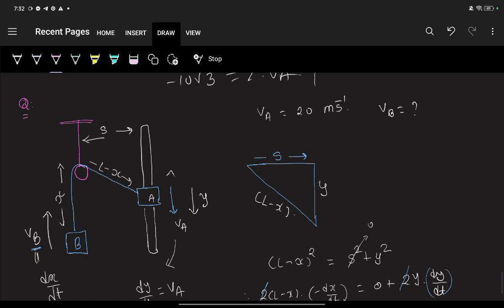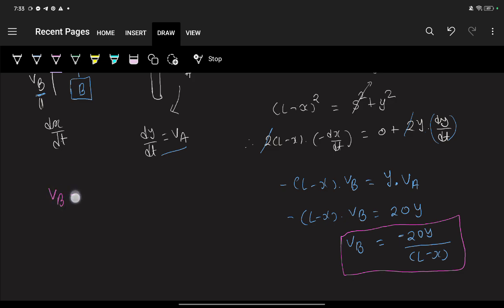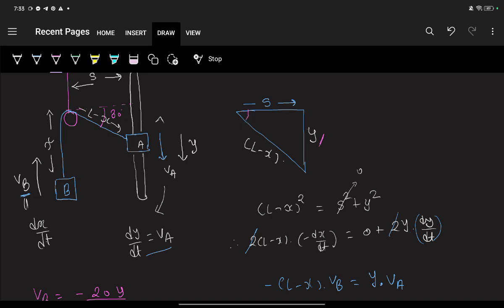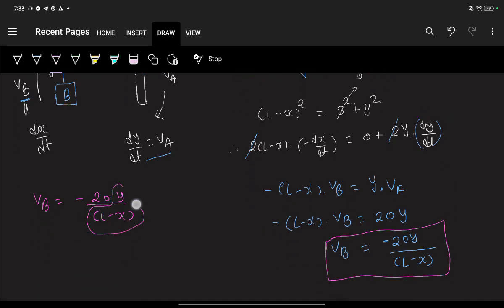But let's say this angle was given. Let's say this string was making an angle 30 degree with the horizontal. So in that case, Vb would be minus 20y divided by L minus x. What is y divided by L minus x? See, y is our base, right? This is acute angle. This is 30 degree, okay. So here, this is 30 degree angle. That means this y is adjacent side and this L minus x is hypotenuse. What is adjacent upon hypotenuse? It is cos theta, yes or no? Yes. So instead of y divided by L minus x, you can plug that value of cos 30.